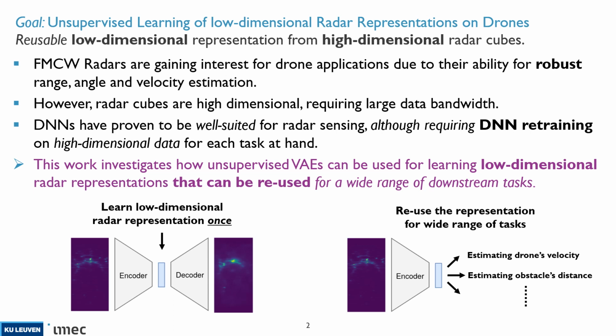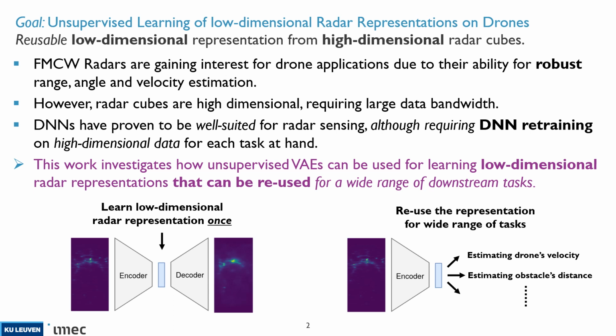Indeed, radars are gaining interest in drone applications due to their ability for robust range, angle, and velocity estimation under harsh circumstances. At the same time, deep neural networks have been gaining large interest for radar processing as well, but generally require the retraining of networks from scratch for each task at hand, given the very high dimensional nature of millimeter wave FMCW radar data.